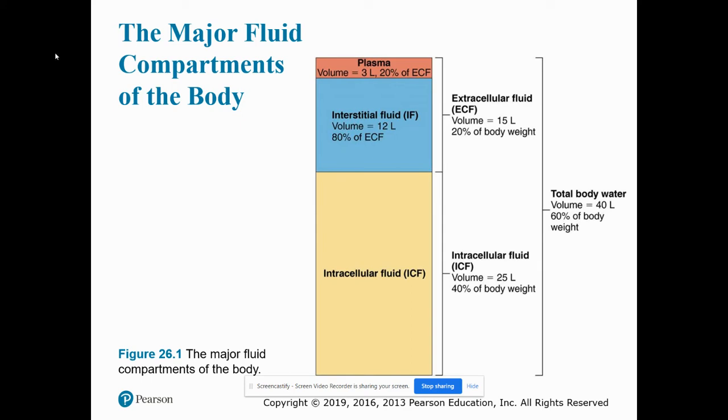So this is just showing we have our total body water volume of about 40 liters, which is about 60% of body weight. 20% of body weight is going to come from extracellular fluid, which is about 15 liters. And then 40% of body weight is going to come from intracellular fluid, and this is about 25 liters of fluid.